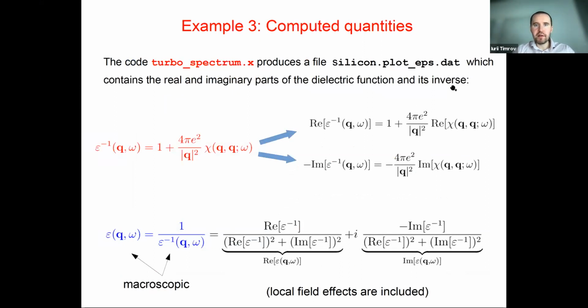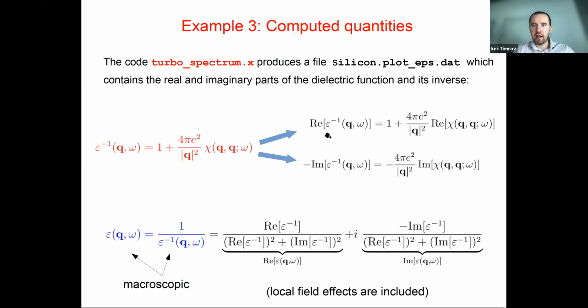So after these three steps, we will obtain a file containing information about the inverse dielectric function epsilon to the power minus one at a fixed Q point, or Q vector, because Q is fixed, and it will be a function of frequency omega. Of course, this is a complex object. It's not a real function, it's a complex function.